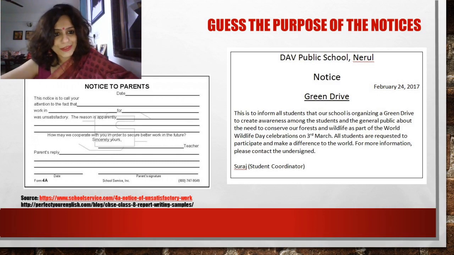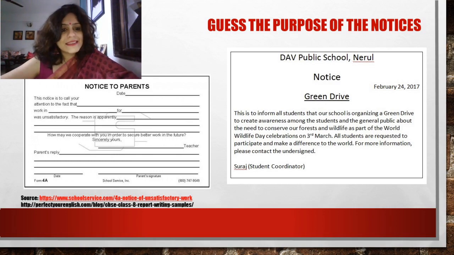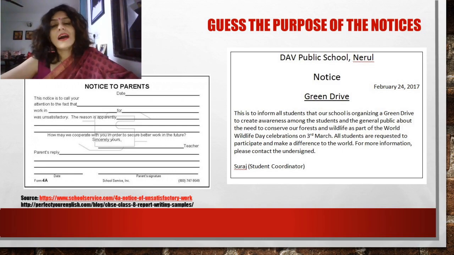So you put the reason over there, right? And something is unsatisfactory. The reason is apparently. How may we cooperate with you in order to secure better work in the future? Sincerely. Also, it's clearly a notice to a parent about their child or their ward's performance, perhaps at school, right? And then there's another section under that, under the first half of the page. The second half, if you see, it expects the parent to respond.